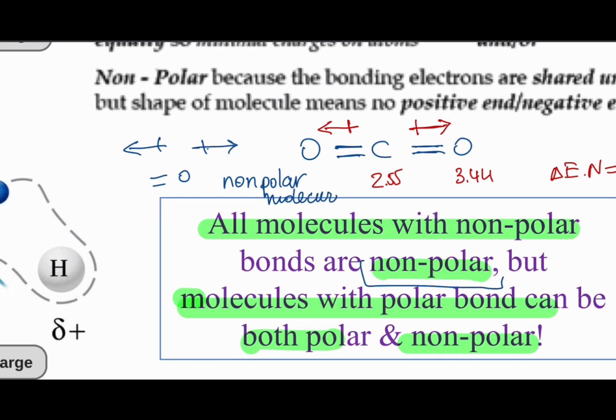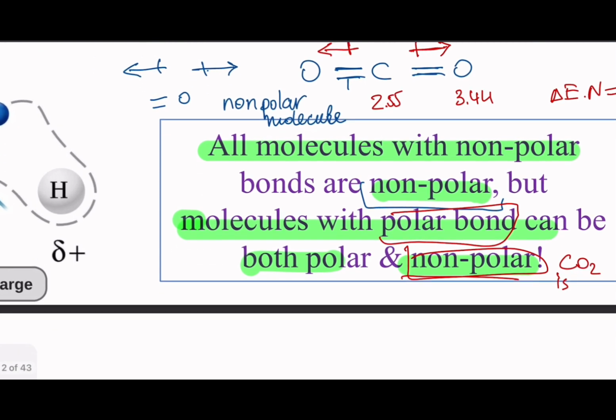It has polar bonds, but the molecule can be nonpolar, and in this case, CO2 is nonpolar. That's why we need to know the molecular geometry. If we know the molecular geometry, we will know if the polar bonds make a polar or nonpolar compound.